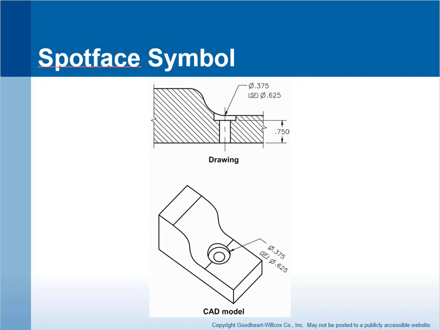The next one is the spot face symbol. Now the spot face is kind of like a counterbore, but it's generally used to clean up an irregular surface for a washer or a bolt head, for instance. So in this case, we have a diameter symbol, .375. We have the spot face symbol, diameter 0.625. And then instead of dimensioning the depth of the spot face, the thickness of the hole is dimensioned.